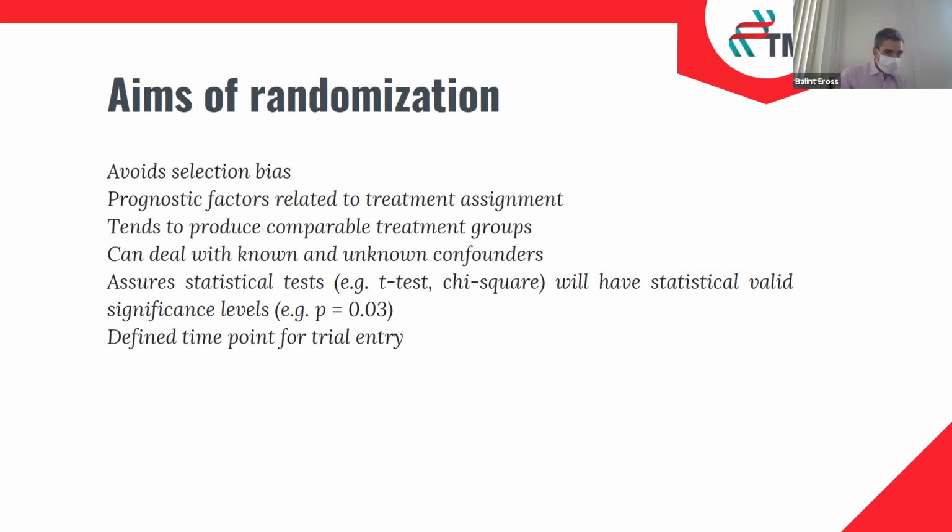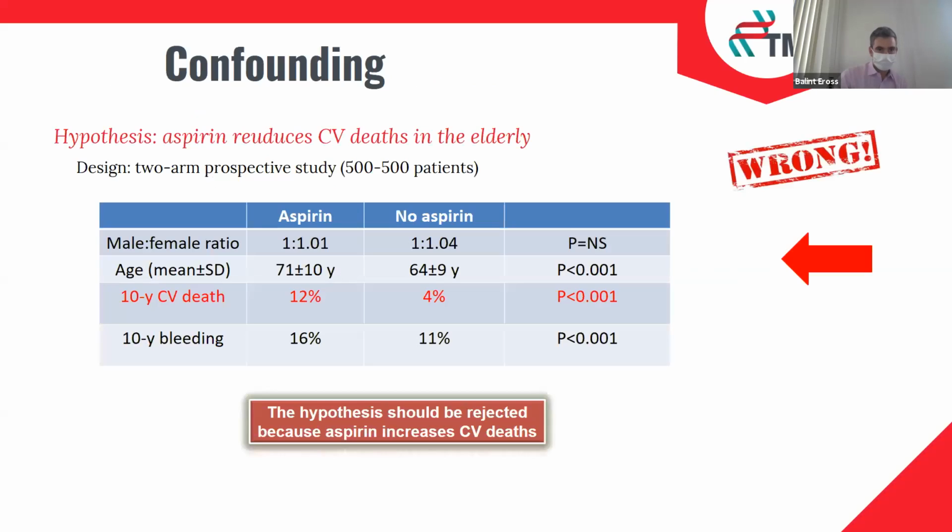And last but not least, when you randomize your patient, that is the exact time point of the entry into the trial from that individual's point of view. So that is the point from where you start to measure the length of hospital stay, for instance. That is the point from where you start to measure the mortality, etc., etc. So it's a very defined time point as well.